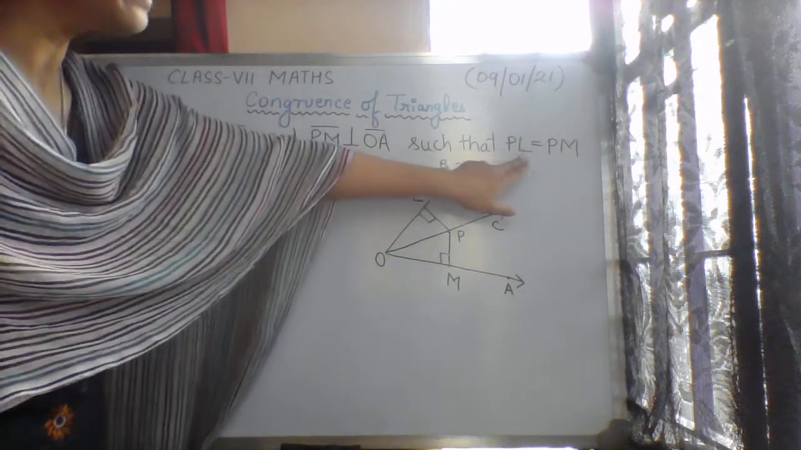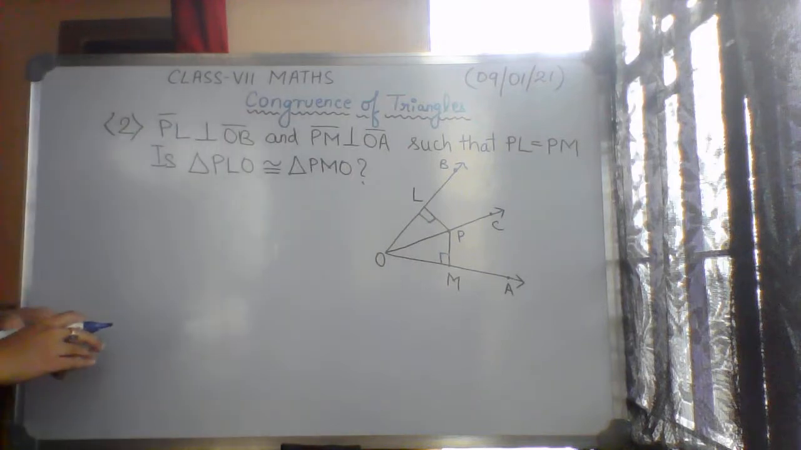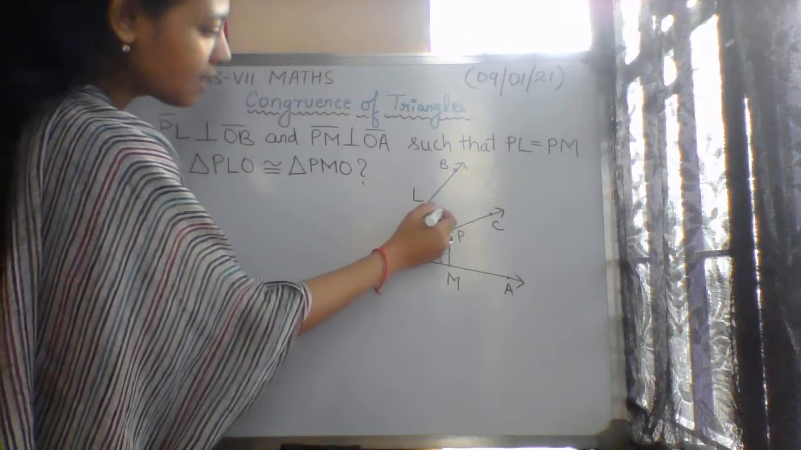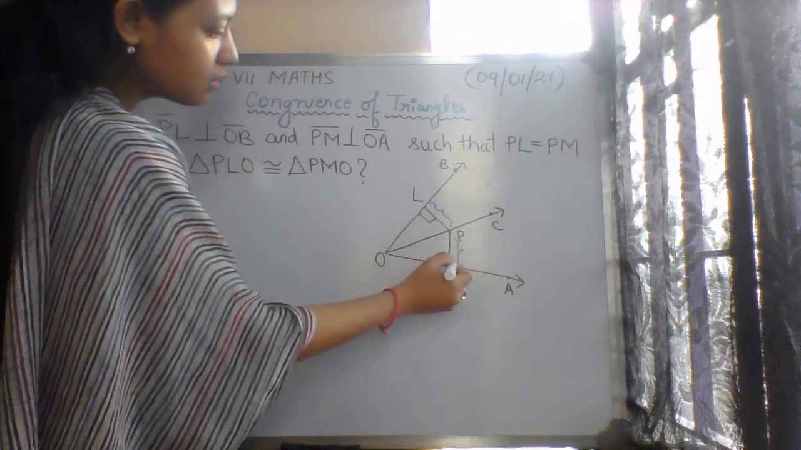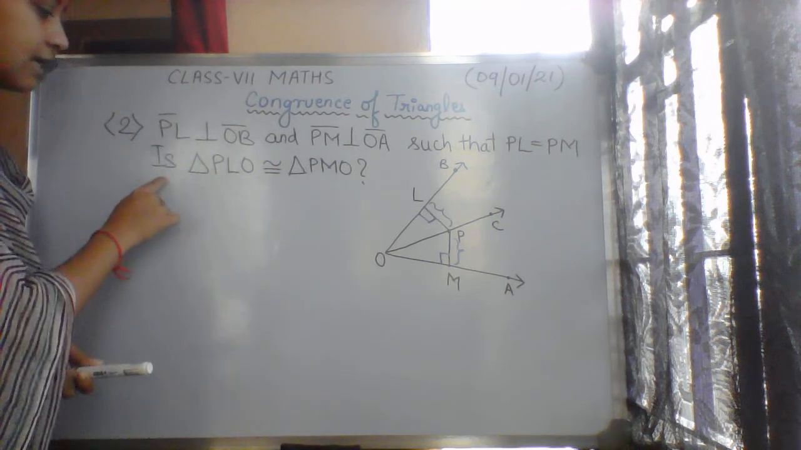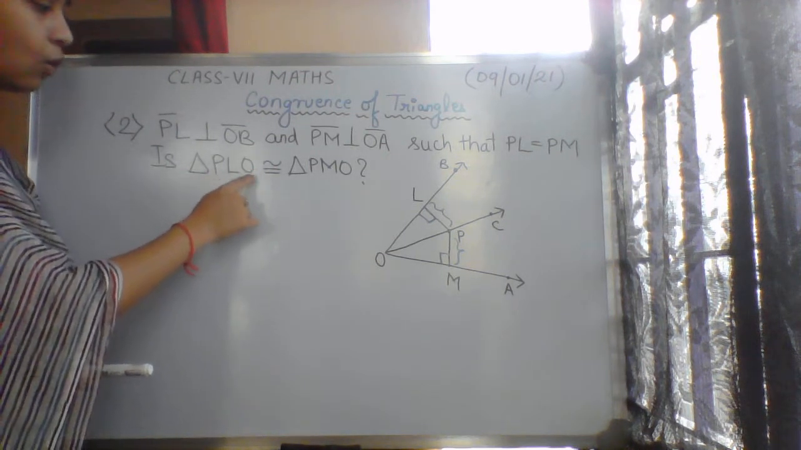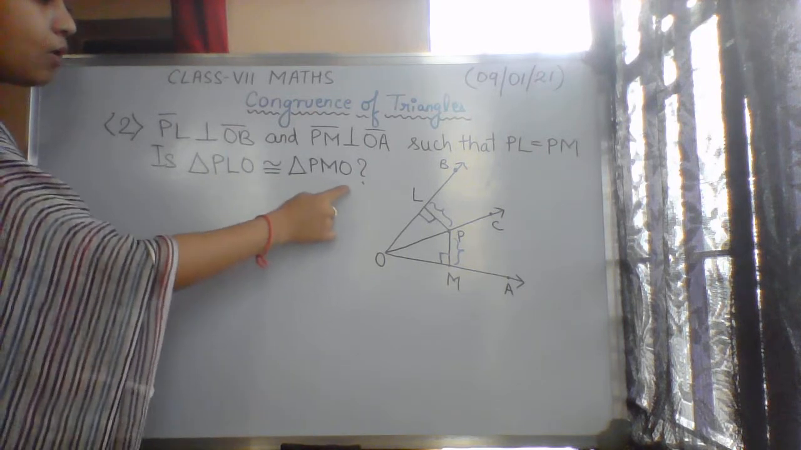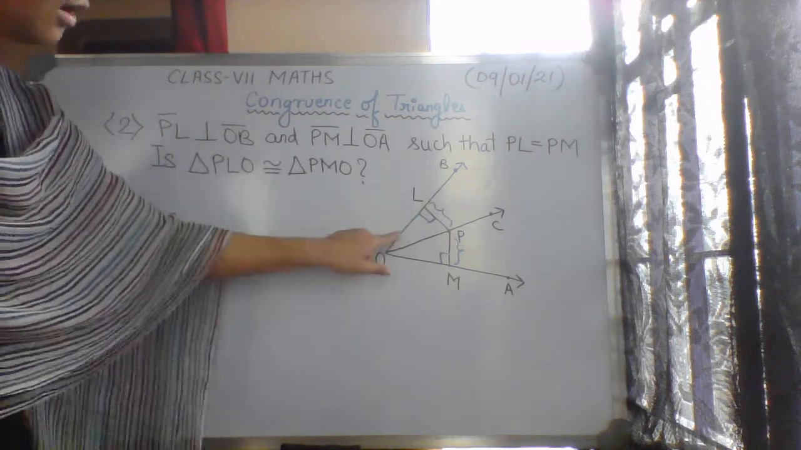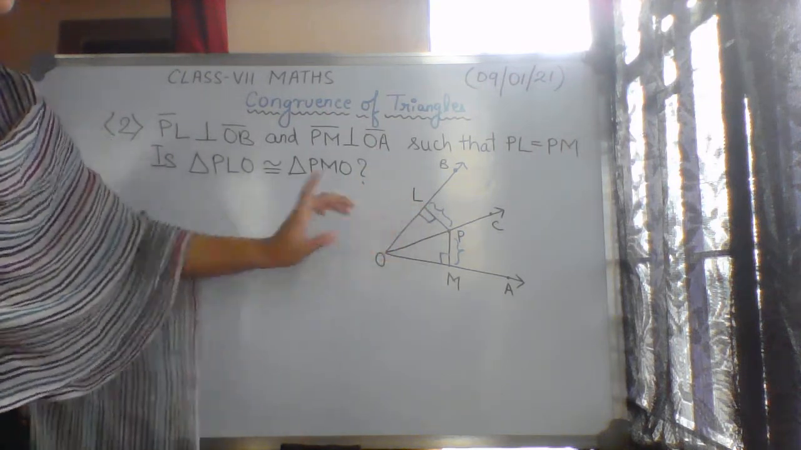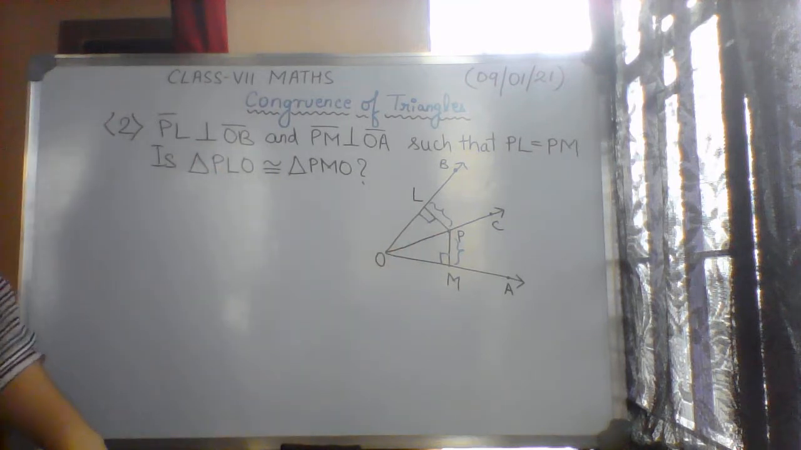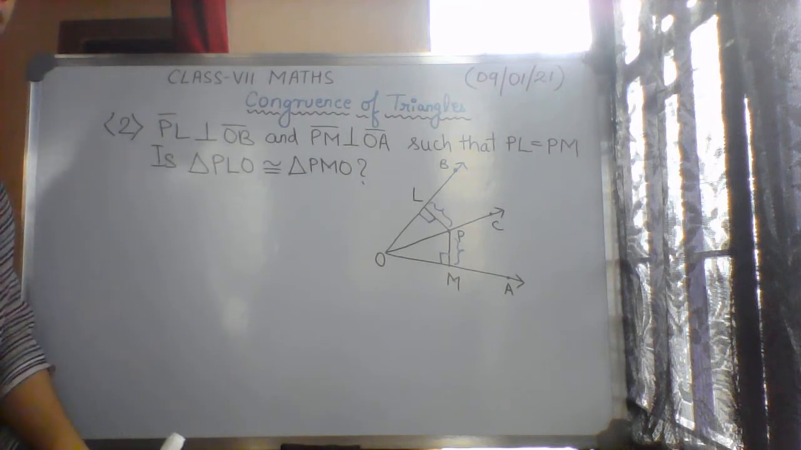Such that PL equals PM. Now, which things are they talking about being equal? This length PL is equal to this length PM. PL equals PM. And now the question is: is triangle PLO congruent to triangle PMO? This triangle PLO is congruent to triangle PMO. Will they be congruent?